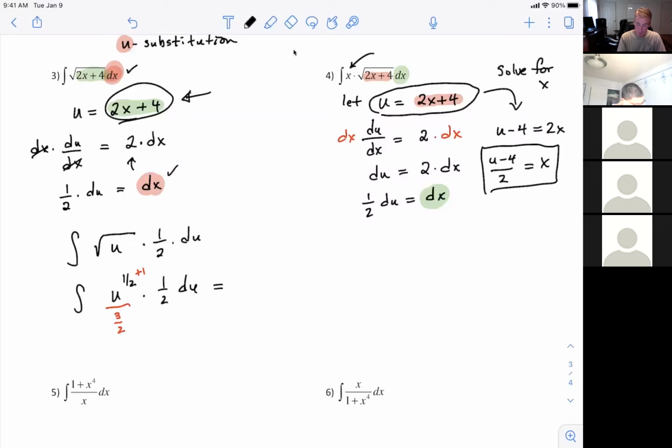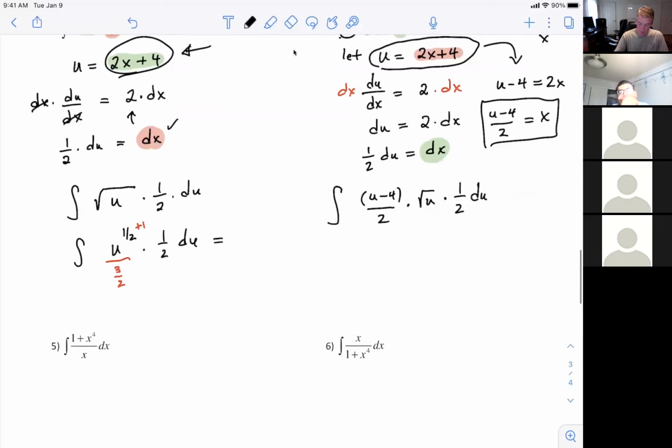So now I have all of the pieces. So now I could do the actual u substitution. So first of all, in place of that single x, put u minus 4 over 2. And then for the square root part, that's going to be the square root of just u. And then finally, in place of the dx, put 1/2 du. And then we only have a couple more steps.